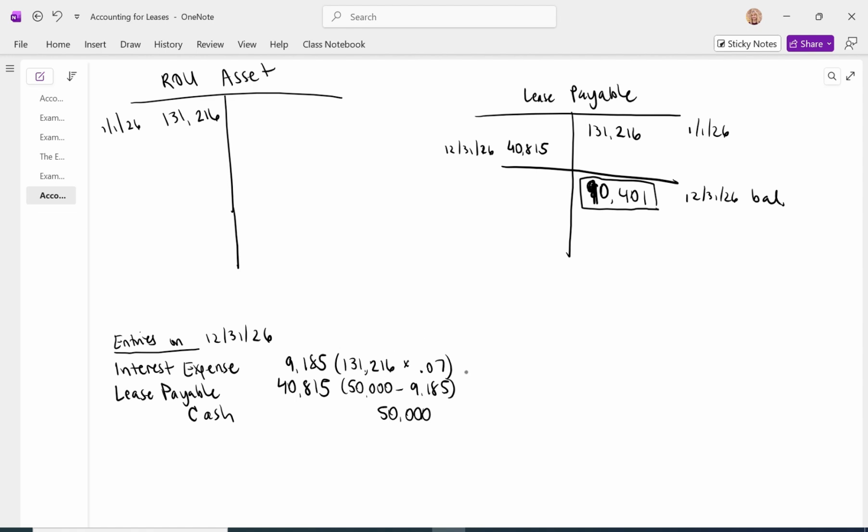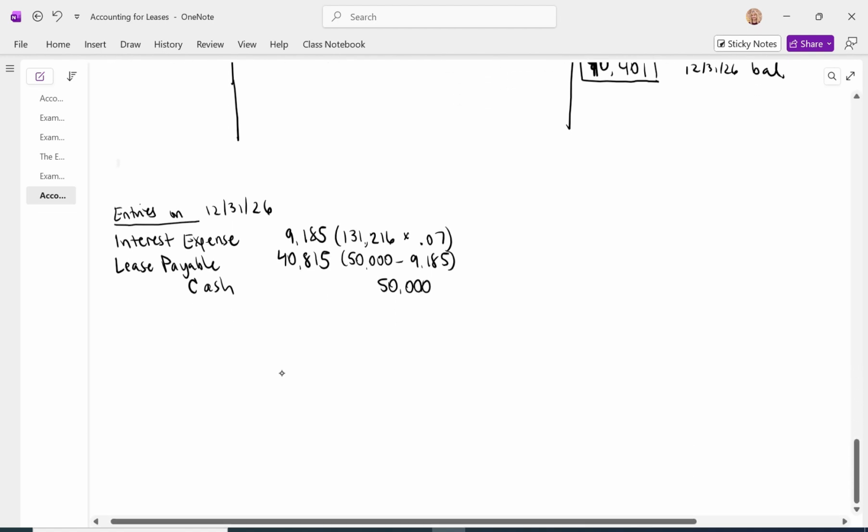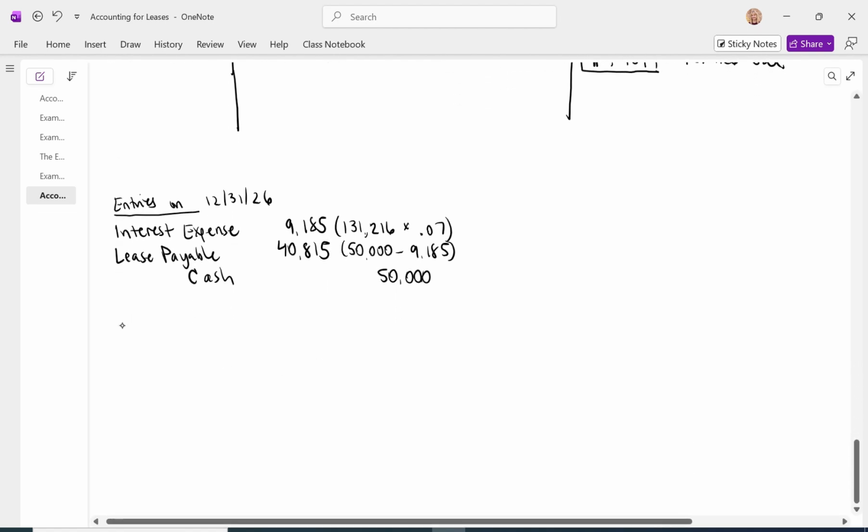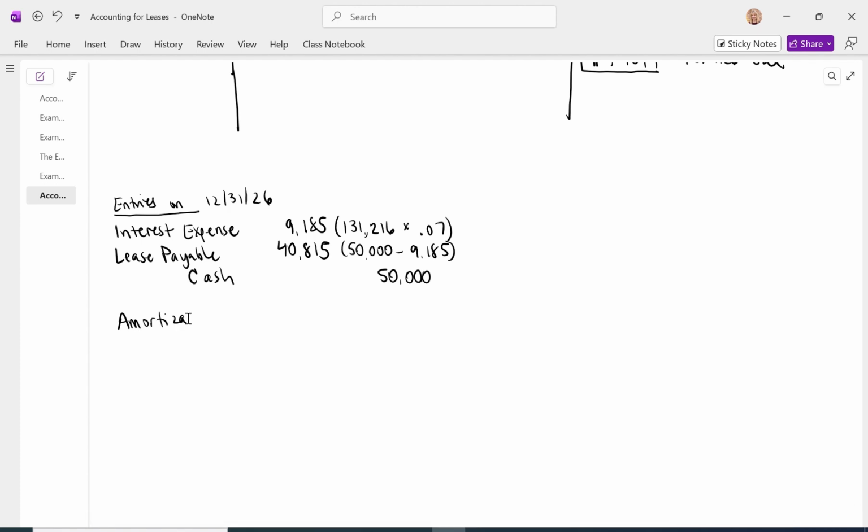But I'm not done. I need one more entry on 12/31/2026. I still show my asset, 131,216. I need to reduce that asset. We're going to amortize. Remember, to reduce the right of use asset, we record amortization expense. It's just like depreciation expense, except it just goes by a different name.